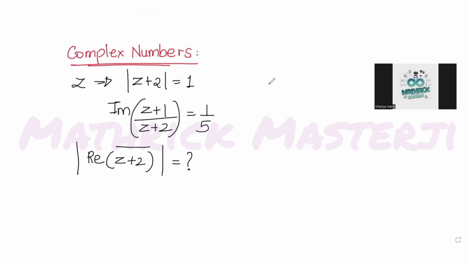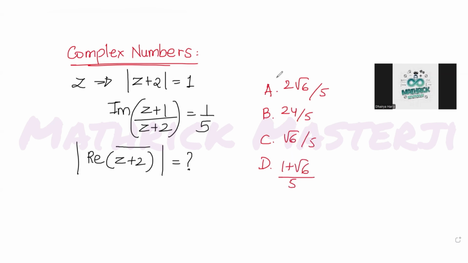The answer choices we have been given are 2 root 6 over 5, 24 over 5, root 6 over 5, and 1 plus root 6 over 5. We need to figure out which one of the answer choices is the correct answer for the question given to us here. So let's see how to solve this question further.